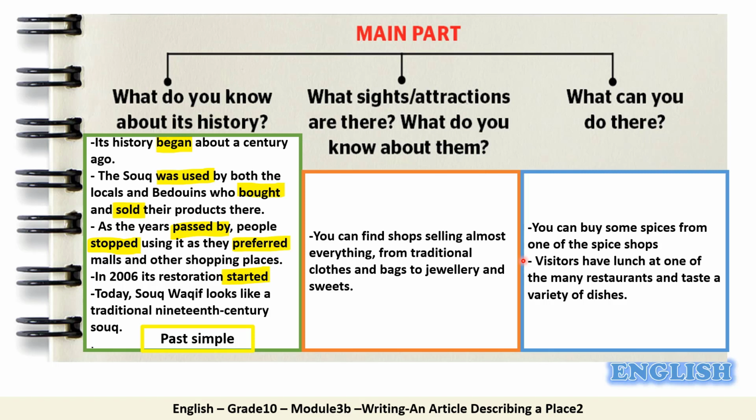Again here, don't forget that while describing the place, you have to use a specific tense. Can you remember what it is? Excellent. It's the present simple tense. For example, can buy and have lunch. So the present simple tense is used to describe the place.